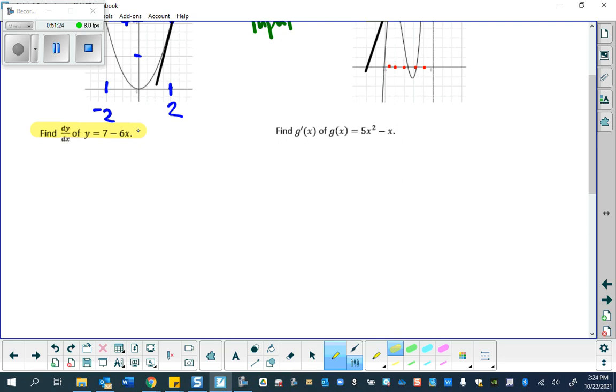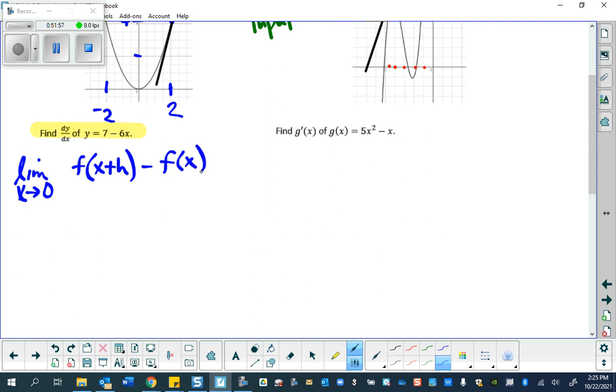What we need to then find algebraically is what happens as that h approaches 0. So what I need to do is take the limit as h approaches 0 of this function. I need to find f of x plus h minus f of x, and I need to put that over h.